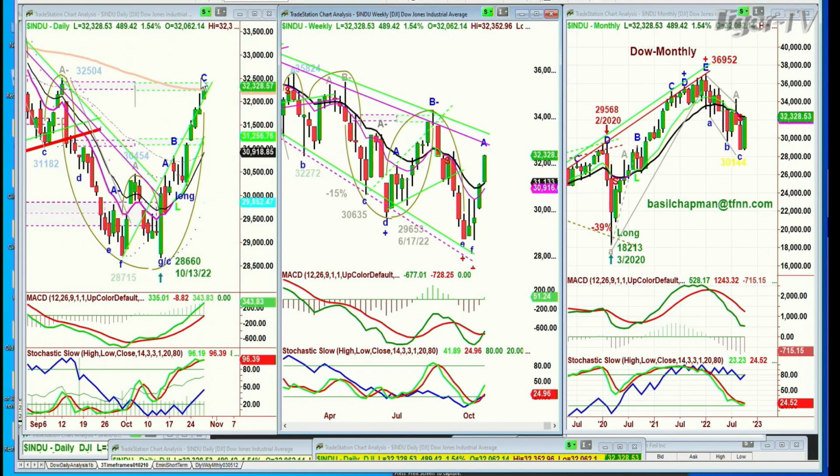32,504 has been the upside target. Today's high is 32,352. We're not there yet, but it's only leg C. But look at the symmetry. Well, it wasn't from the low bar. It was from something else, and that's what I teach.